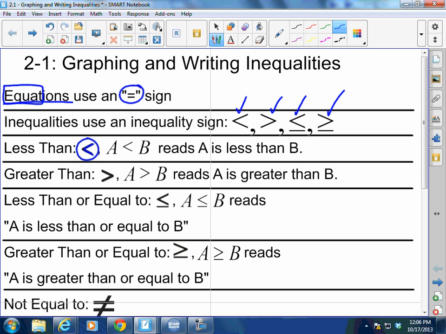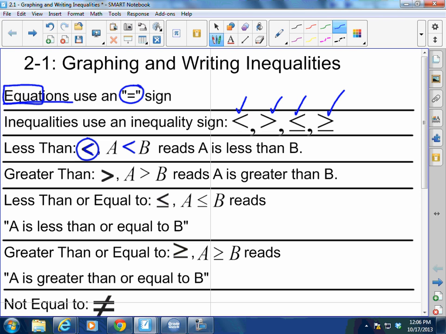So I have A, this inequality sign, B. That's read as A is less than B. That means that A is smaller than B. Done. Greater than. We're reading from left to right. A is greater than B. That means the value of A is larger than the value of B.